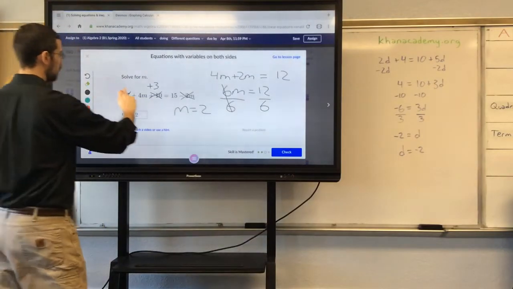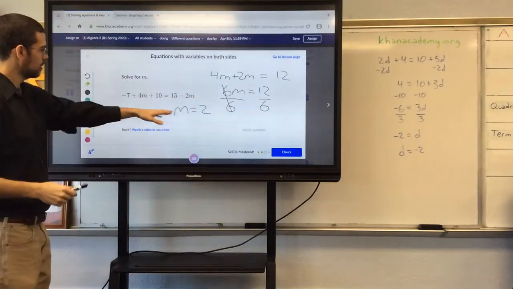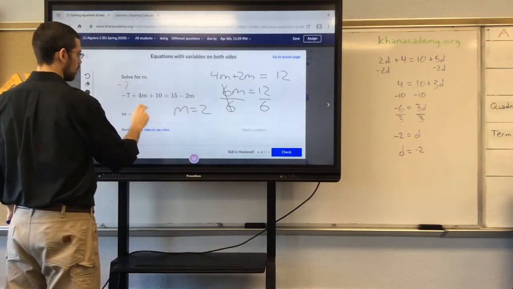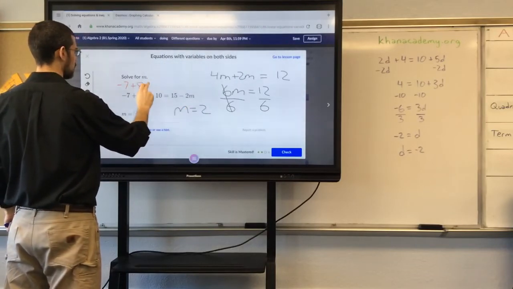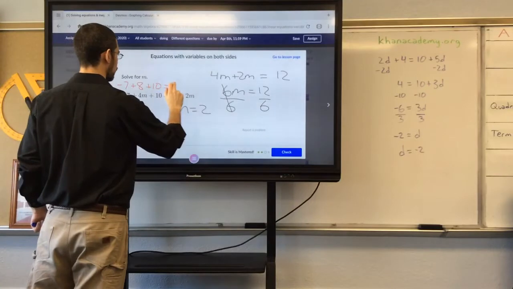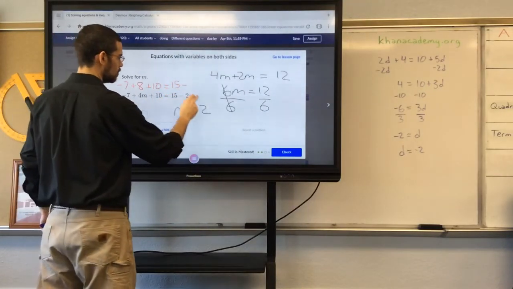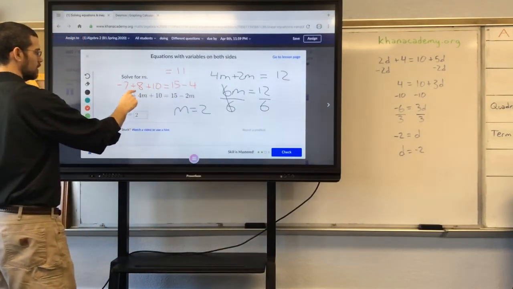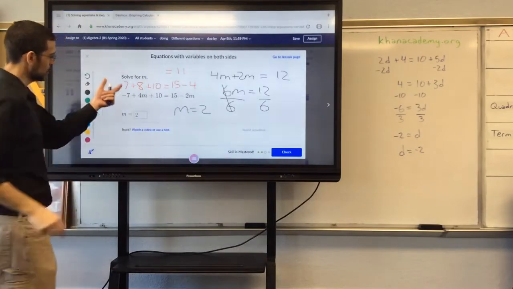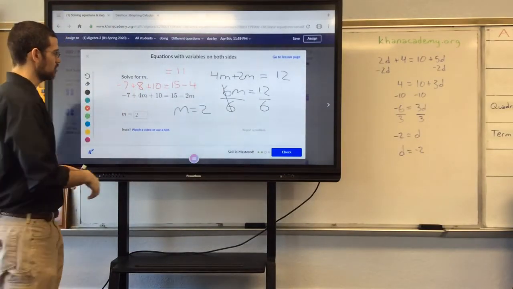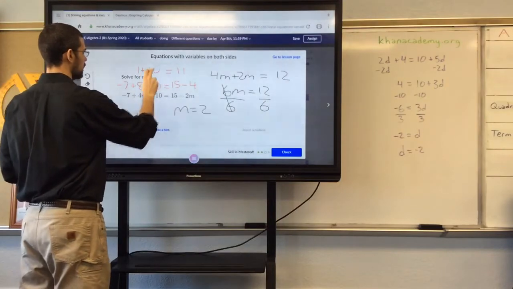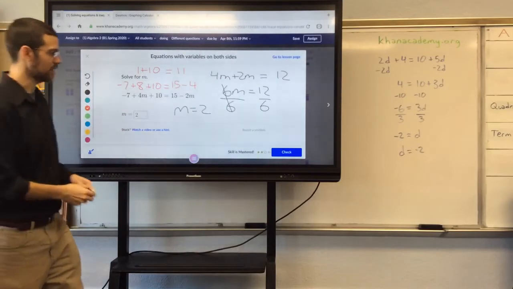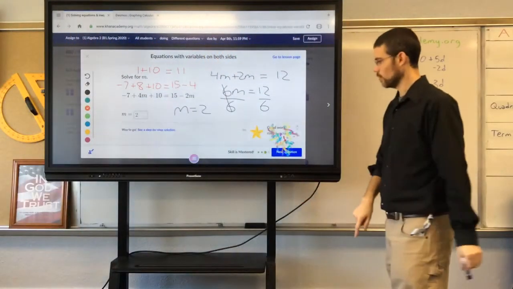And again, let's check to see whether my solution is true in the original equation. So I get negative 7 plus 2 times 4 is 8 plus 10 should equal 15 minus 2 times 2 is 4, so minus 4. This is 11. 10 and 8 is, well, let's work from left to right. So negative 7 plus 8 is 1. And it is true that 1 plus 10 is 11, so I am totally certain that this answer is correct. We'll go to the next one.